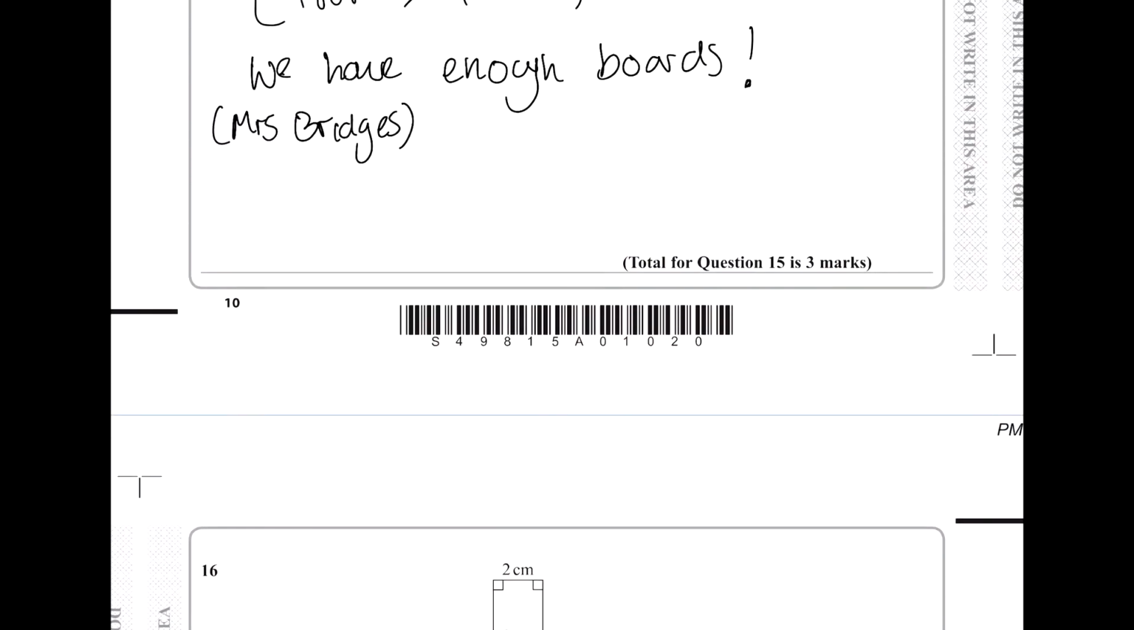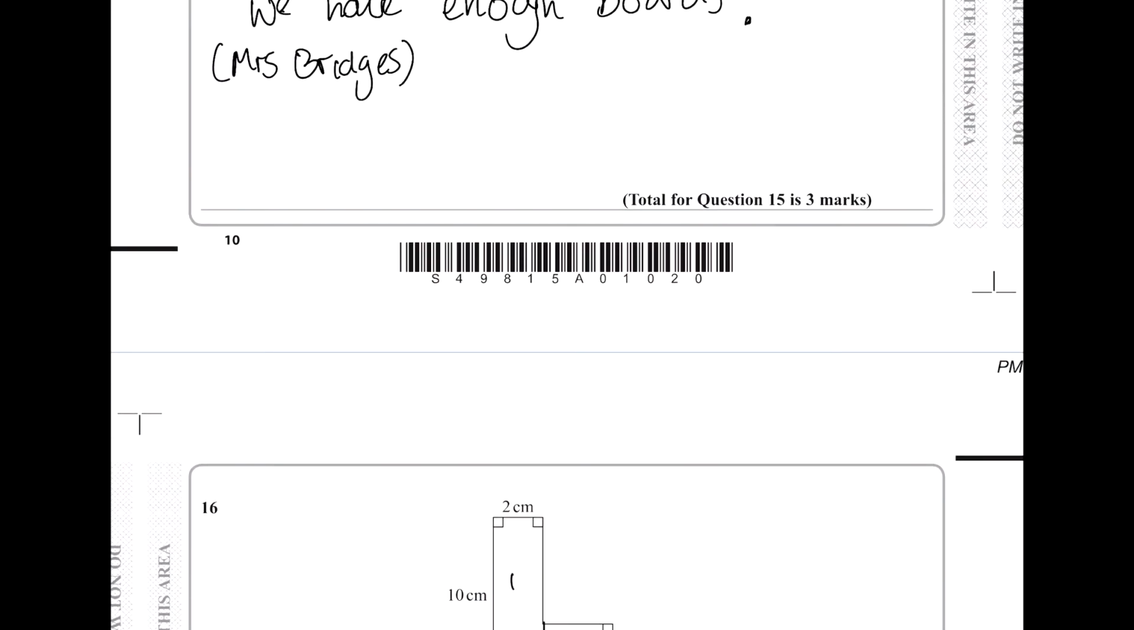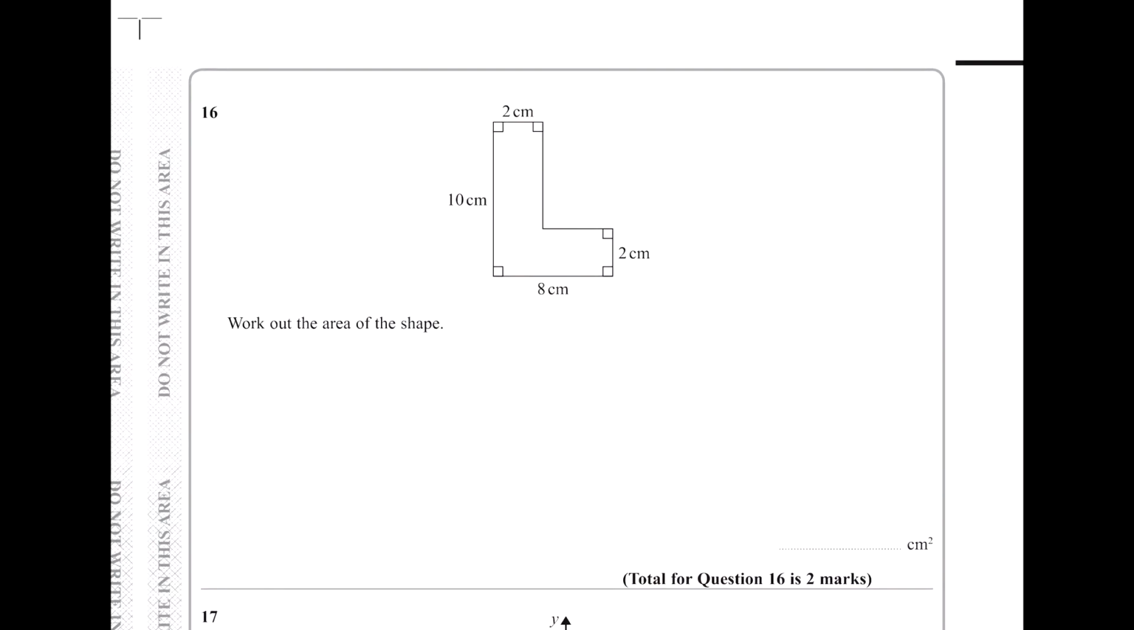Okay, so next question. To answer this question, it says work out the area of the shapes. Well, I can split up the areas. So we can say that this is the first shape, this is the second shape. Now let's just fill it in here. What we can do is we can say this side is 2, and therefore this side has to be, let's do it in a different color. This side has to be 6.